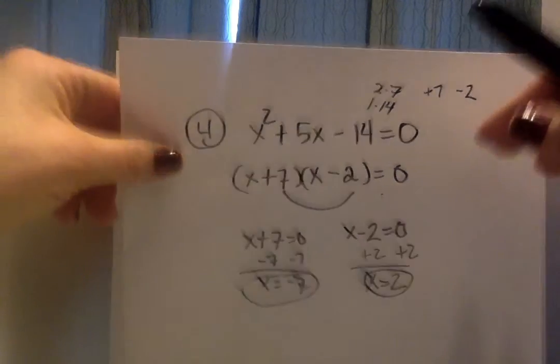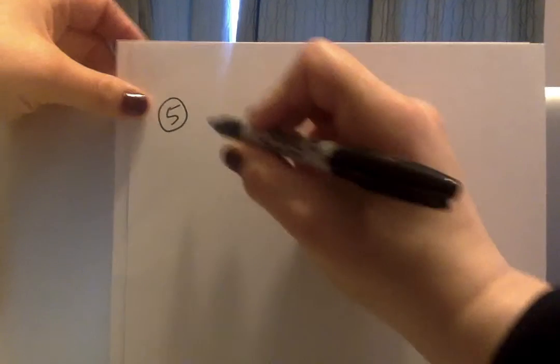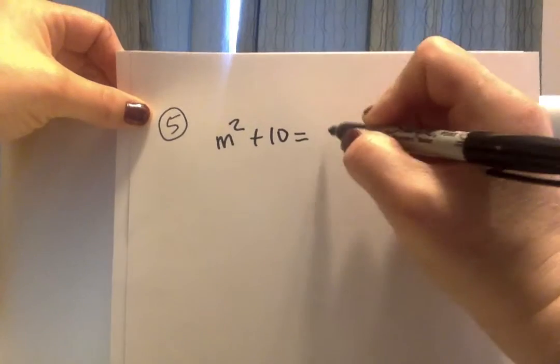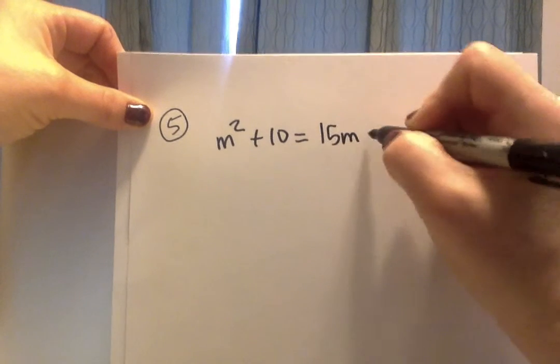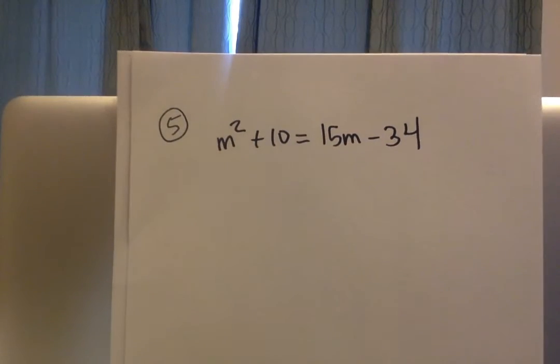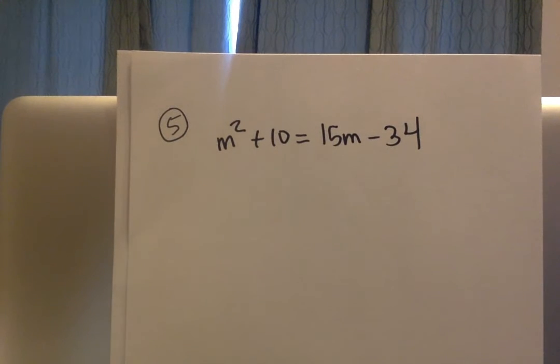Okay, last problem. Again, it's going to be a solve the equation problem. However, it's not going to be equal to 0. So if I gave you m squared plus 10 equals 15m minus 34, you can do this. They're saying solve. What would m be to make these guys equal? Well, the first thing to do is make it equal to 0.